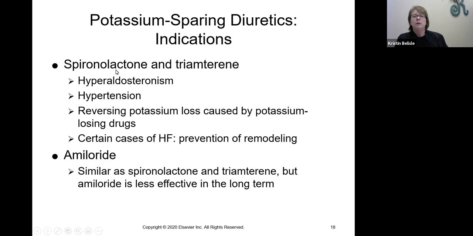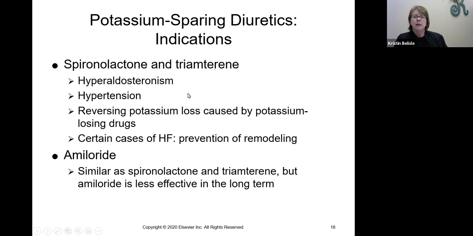Okay. We look at Aldactone, or I can never say it, spironolactone, and we look at hyperaldosteronism. These are indications for hypertension. It's going to lower the blood pressure, versus potassium loss caused by potassium losing drugs. So if we don't need to lose potassium for whatever reason, then we can give this potassium sparing drug. But note, if we need a potent diuretic, the doctor is going to order a loop, and then you're going to replace potassium if needed.